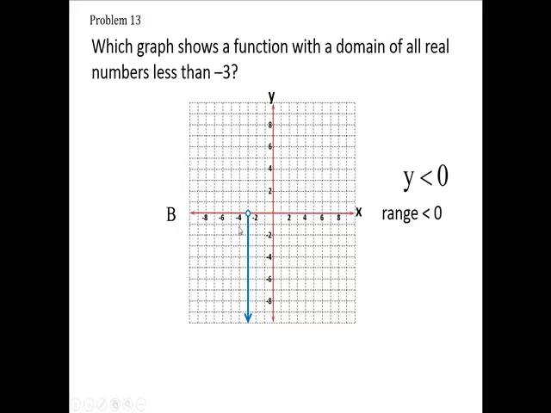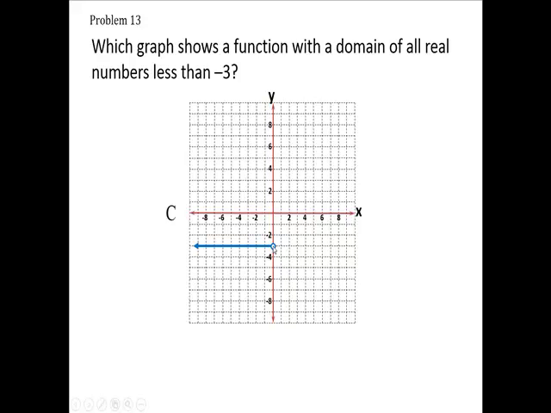Now the range is less than 0, but the domain is not less than -3. It equals -3. The point 3 to the left, down 1, 3 to the left, down 2, 3 to the left, down 3. Okay, you can see the range is less than 0, but the domain is -3. That's what's wrong with this one. We don't have the domain less than -3.